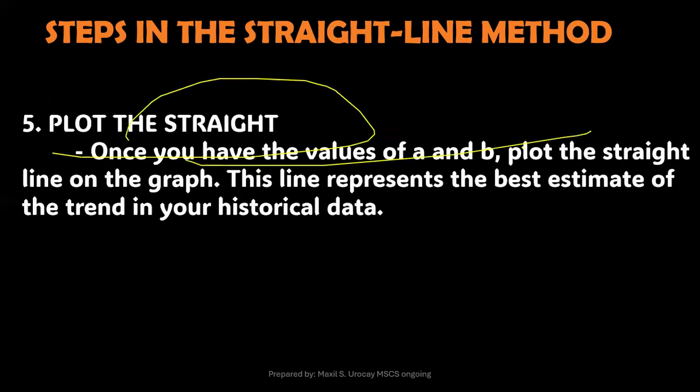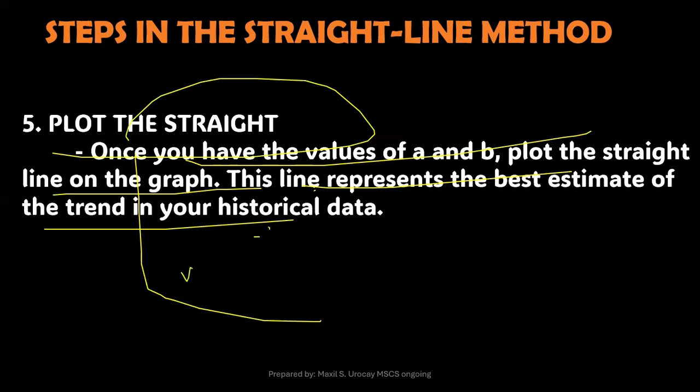Now, plot the straight line. Once you have the values of a and b, plot the straight line on the graph. This line represents the best estimate of the trend in your historical data. Since you already have historical data, you can just plot the future trend, something like that.